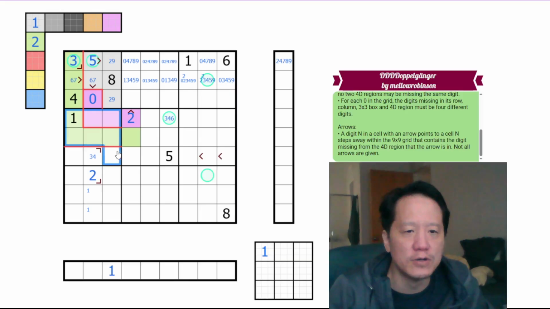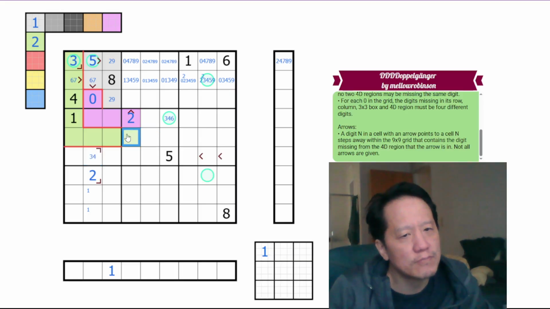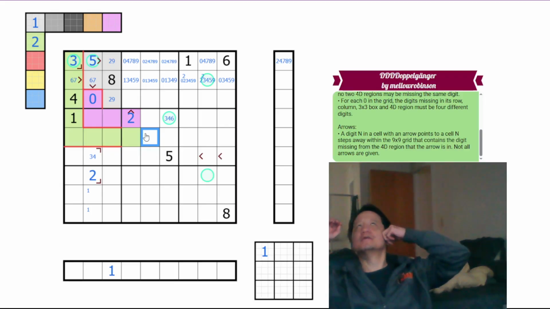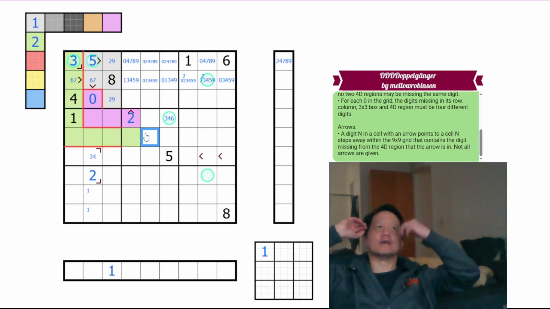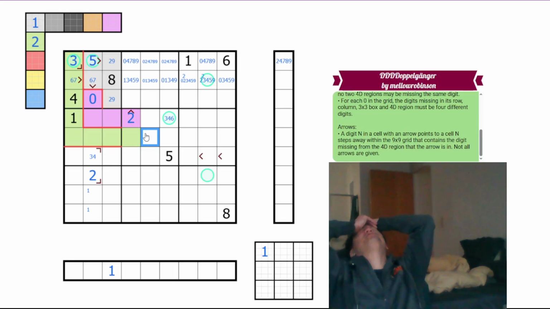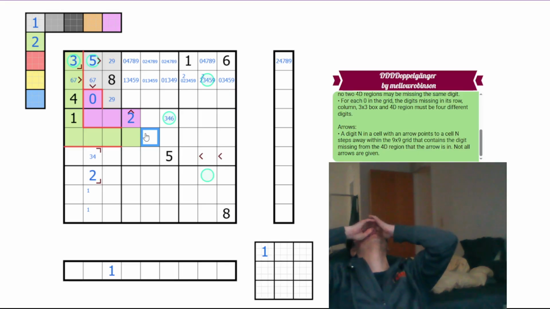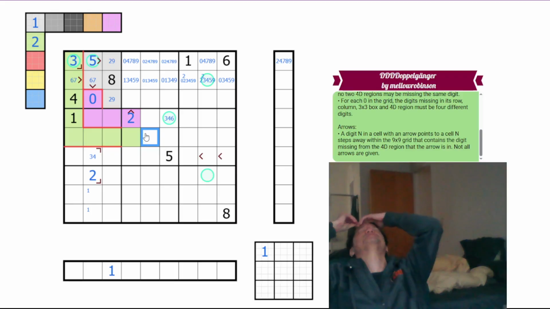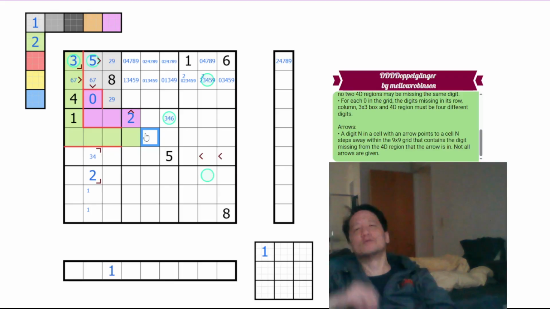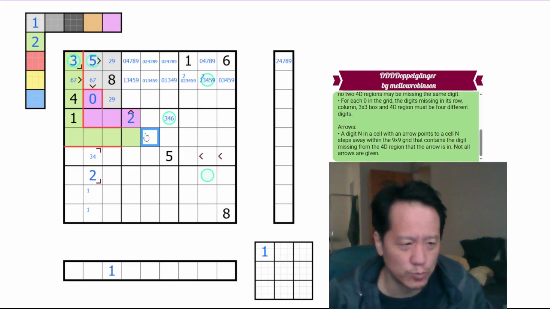Where is 0? Okay, so... Right. I think... Yeah, I think that logic is incorrect thinking about it. So green cannot force the 2 to be missing from the columns that it's in. Because it's in a regular shape, that doesn't work.